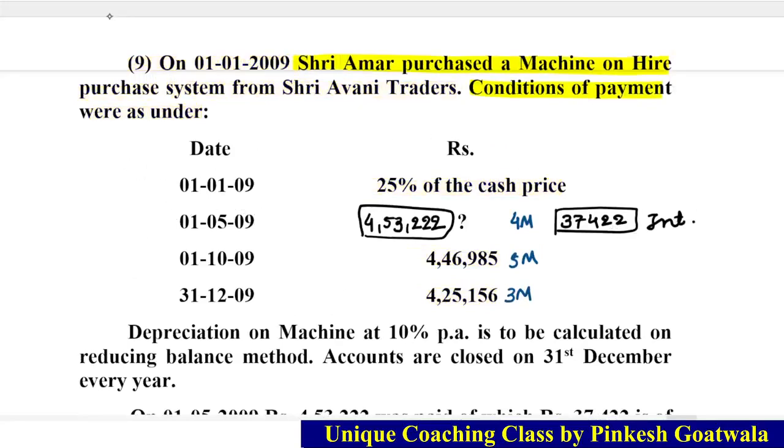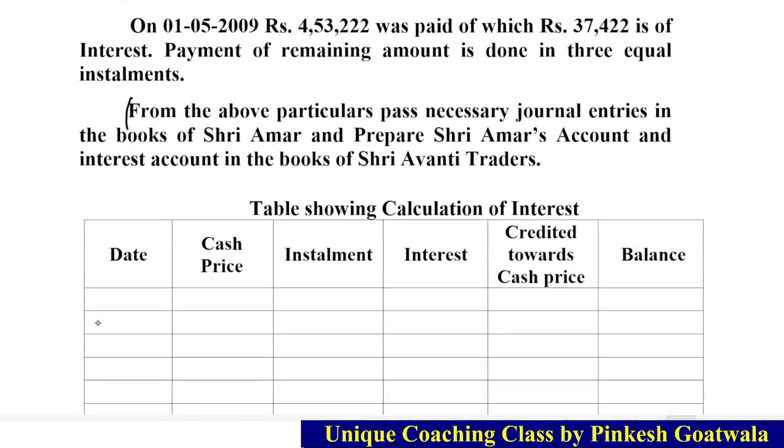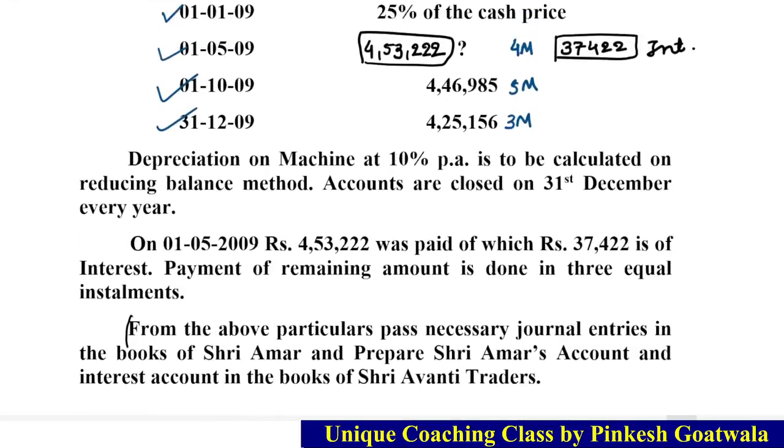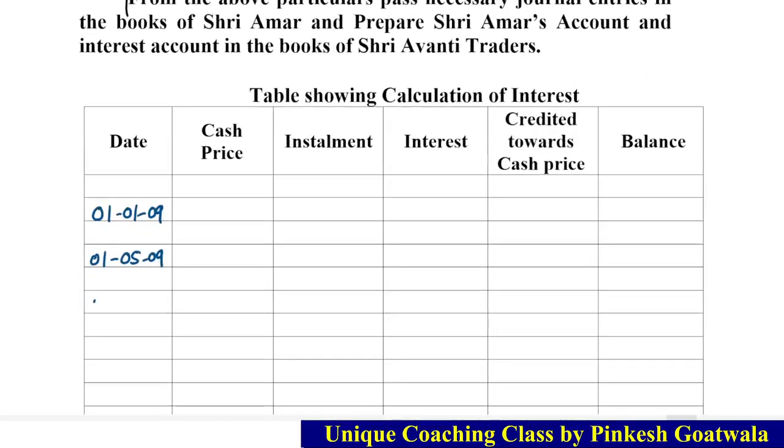So whatever information is available, let's write that. Purchase on 1/1/19, then 1/5/19, then 1/10/19 and 31st December. So let's write that amount. Purchase on 1/1/19. Then first installment 1st May 19, after that 1/10/19, and then 31st December 19.